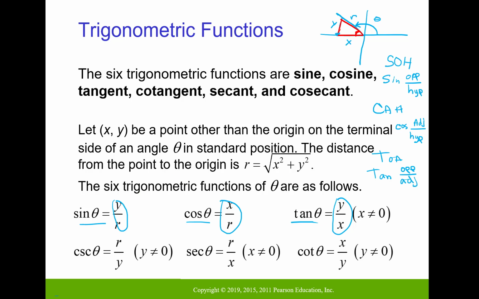And then the other 3 functions are just the reciprocal of the first 3. So cosecant is just r over y, the reciprocal of sine, and then secant is the reciprocal of cosine, so that's r over x, and then cotangent is the reciprocal of tangent, which is x over y. And each of these have moments on your angles where you don't want to plug in 0 for certain values, because it would make the function undefined. So for example, anytime that y would be 0, you wouldn't want to plug that into your cosecant function or also your cotangent function, because then it would be undefined.